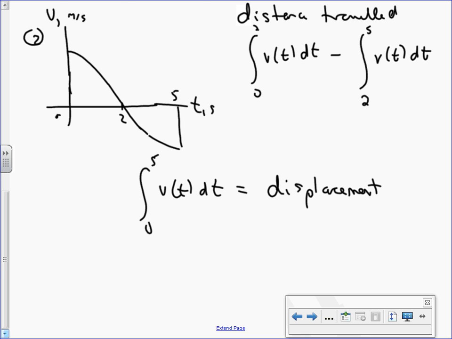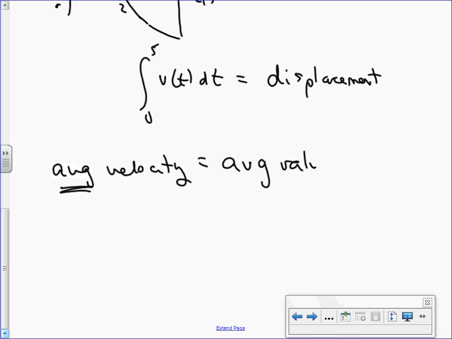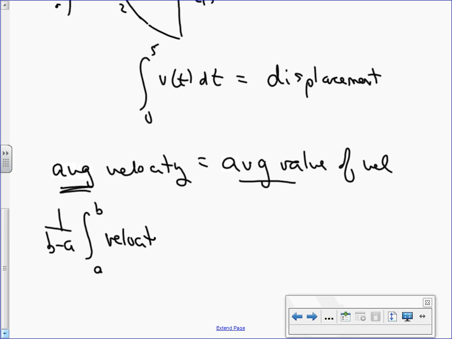So you moved in some positive direction and you moved in some negative direction. If I asked you to find the average velocity, this is the same thing as the average value of velocity. We just did average value. The average value is 1 over b minus a times the integral from a to b of whatever function you're asked to find the average of. This time it's of the velocity.